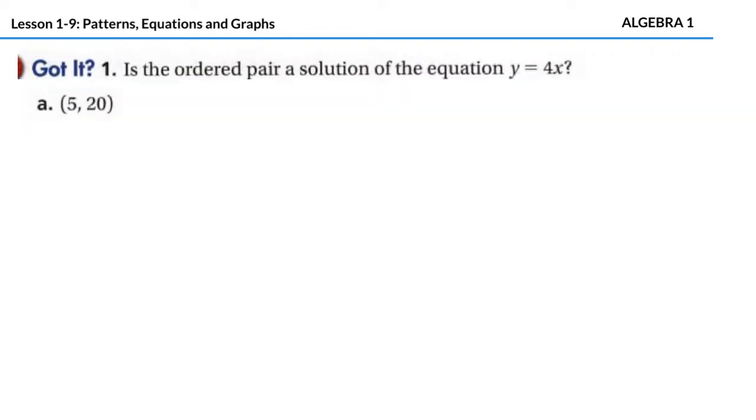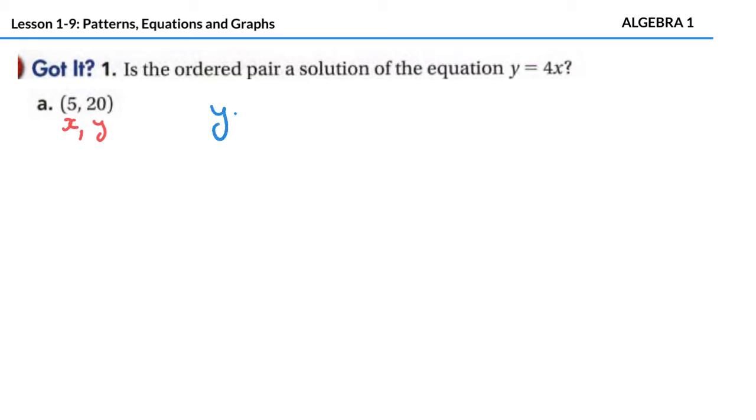Is the ordered pair a solution of the equation y equals 4x? And what is the value of x over here? It's 5 and the value of y is 20. So let us plug the value of x in the equation and see whether we get the value of y as 20. If we get it, then this is an ordered pair of the solution of the equation. If we don't, then this is not the ordered pair. So let's proceed checking it.